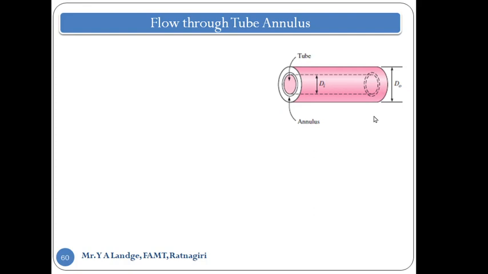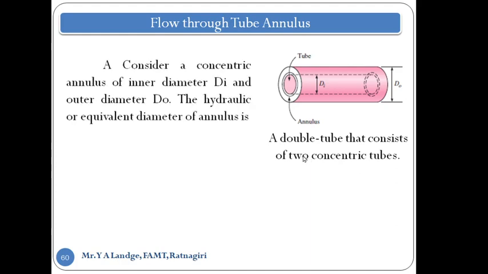Now for this case, we will first find the Reynolds number, that is, the D equivalent. So for a double tube that consists of two concentric tubes, we are considering the concentric annulus of inner diameter Di and outer diameter Do. The hydraulic or equivalent diameter for this case, I am talking about the fluid which is flowing through the annulus. Okay, so we write the formula. We have D equivalent is 4 times the cross-sectional area upon the wetted perimeter.